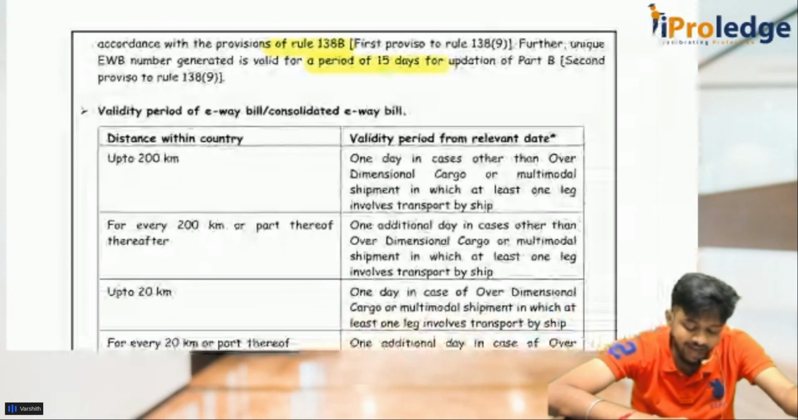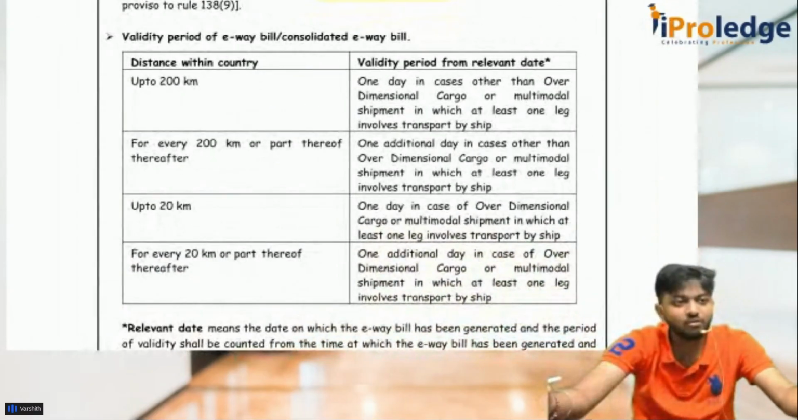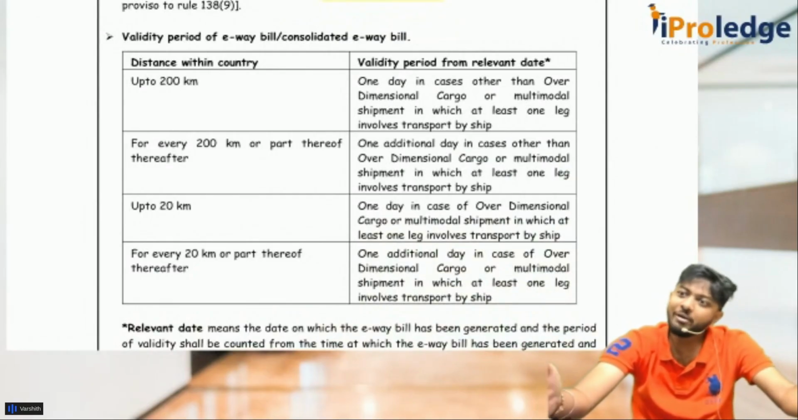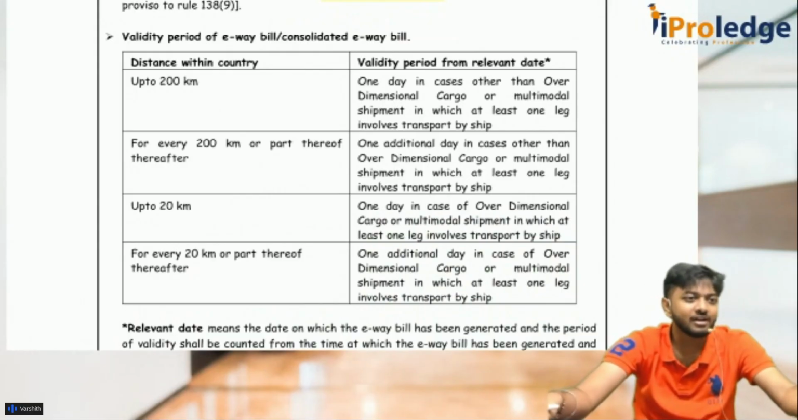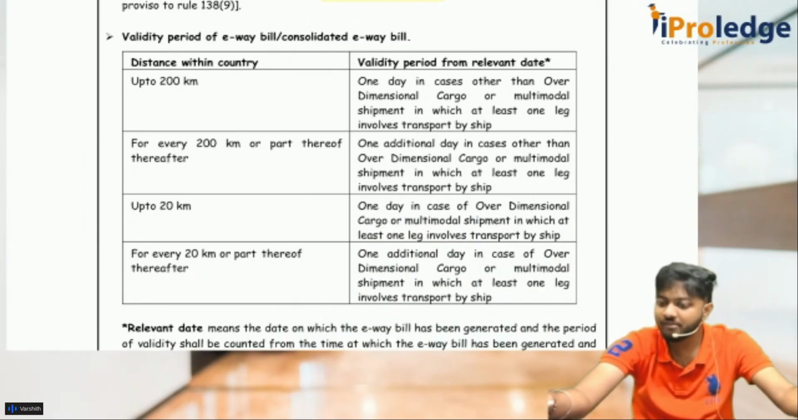Next, we'll see the validity period of e-way bill. Guys, once you generate an e-way bill, for what period it is valid is the question. If I give unlimited validity, the goods will keep moving around and we cannot track them. So we have to give one validity period. So we'll see what is the validity period for e-way bill.